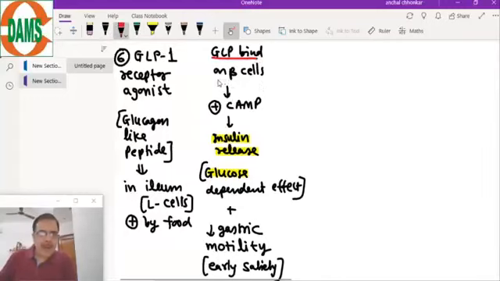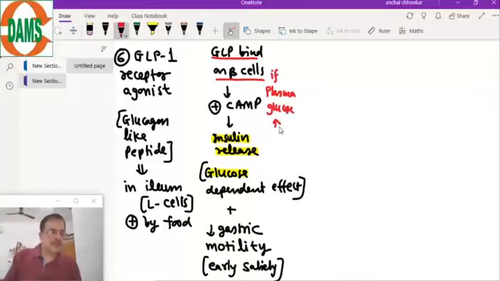GLP binds on the beta cell if plasma glucose increases. Plasma glucose is increased, so they act only due to that response, whether it is a naturally occurring one or whether it is an agonist.